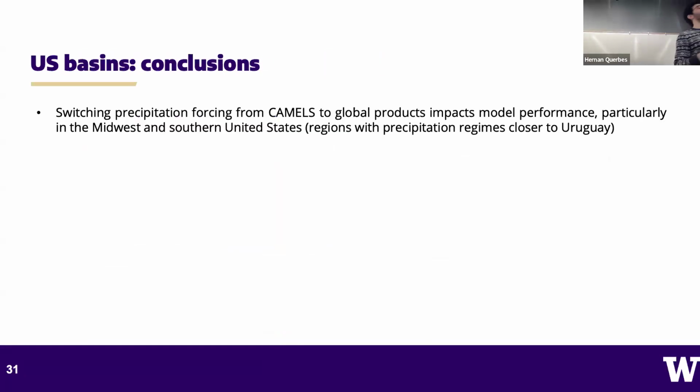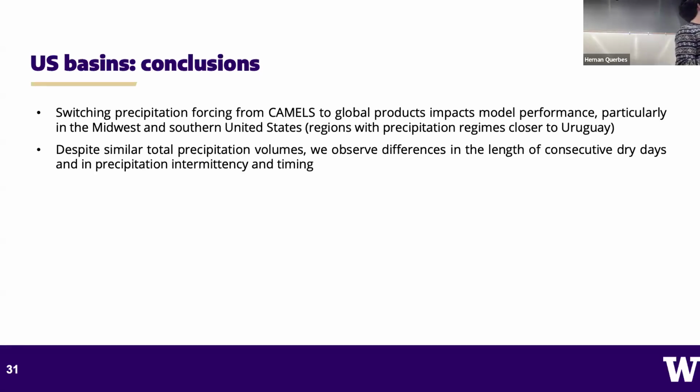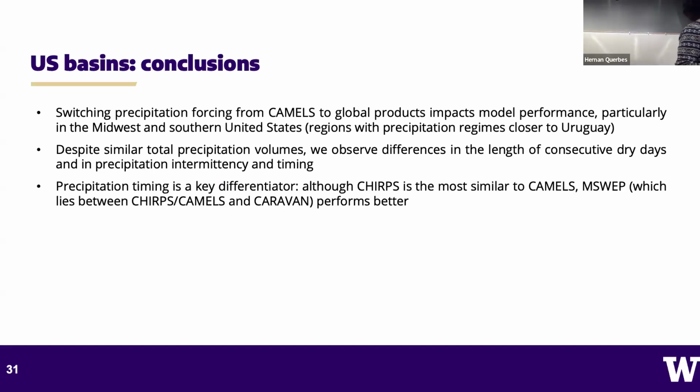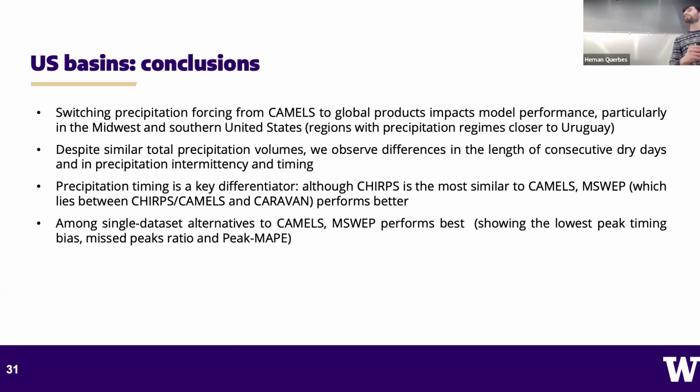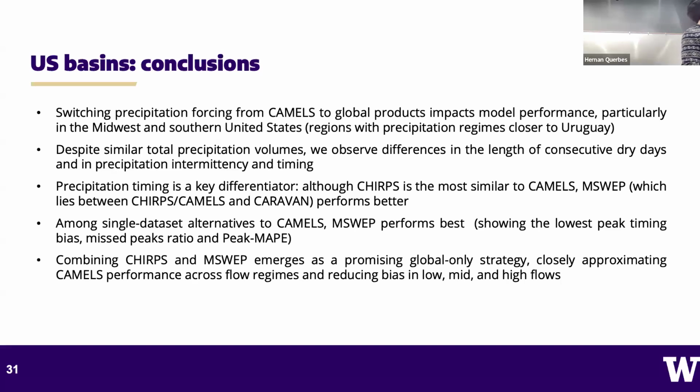So now, what are the conclusions for the US basins that we are then using to apply in Uruguay? Switching the precipitation from CAMELS to the other datasets impacts the model performance a lot. Despite being similar in precipitation volumes, we see a huge difference in the length of those dry periods, but also in the timing of precipitation, which is the key difference between datasets. Among the single trained models, the one trained just with MSWEP performs the best across most of the metrics, but combining CHIRPS and MSWEP seems to give the best results with global-based products.